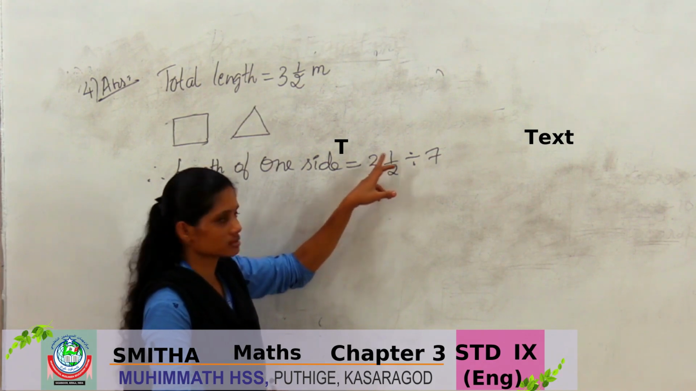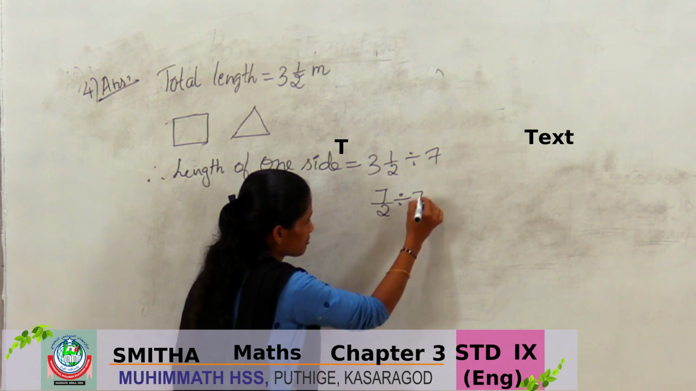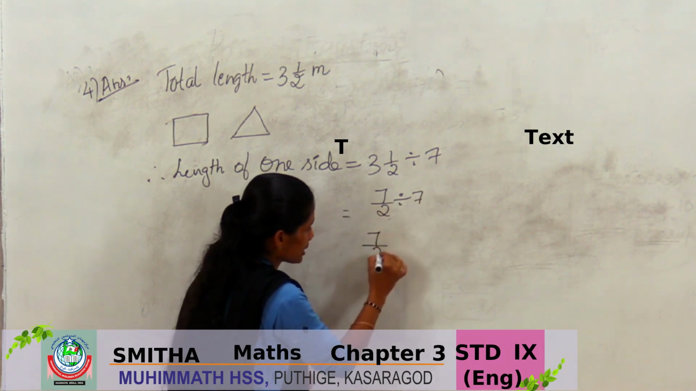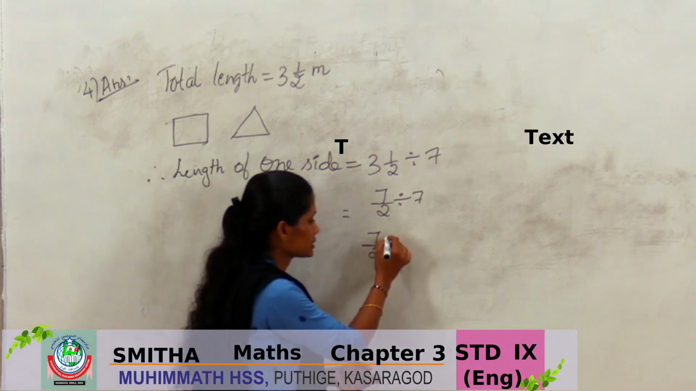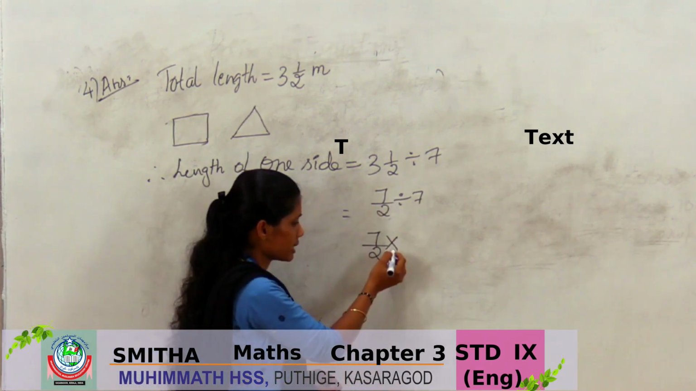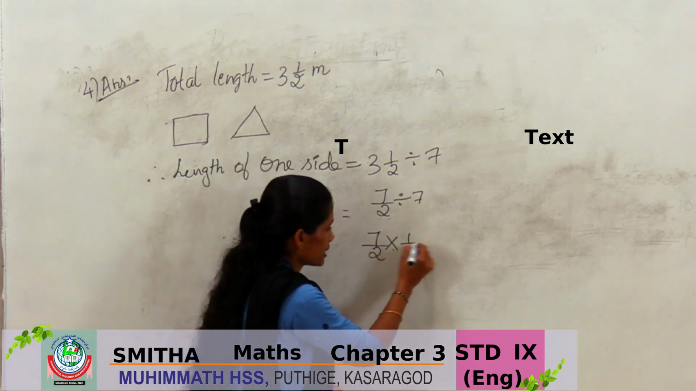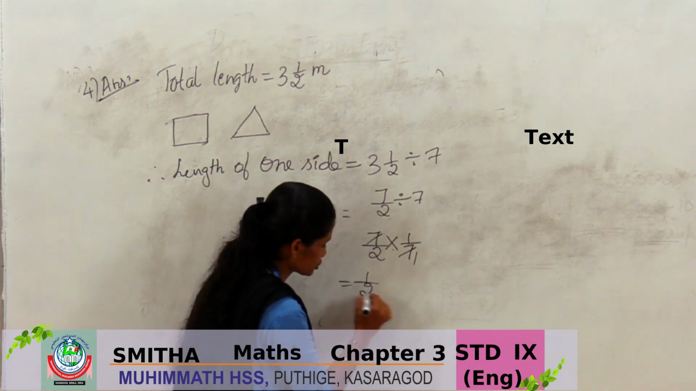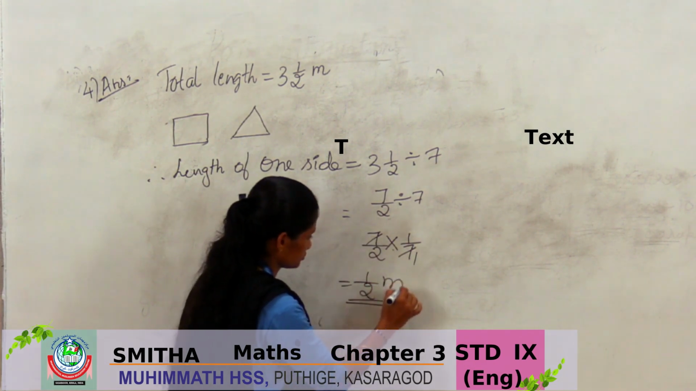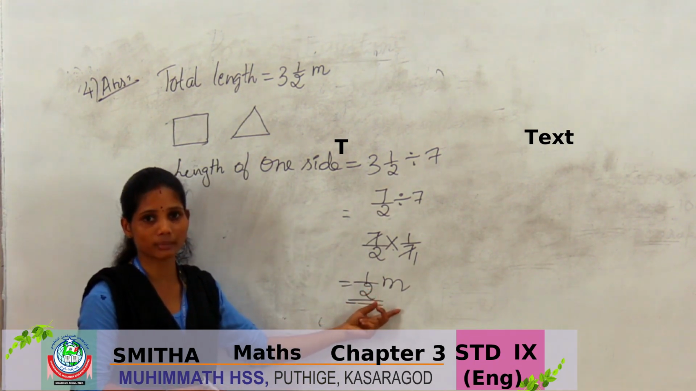3 2s are 6, 6 plus 1, 7 by 2, divided by 7. Division of fractions: change the division symbol into a multiplication symbol and take the reciprocal, that is 1 by 7. 7 gets cancelled, 1 by 2. So the length of one side is 1 by 2 meter.